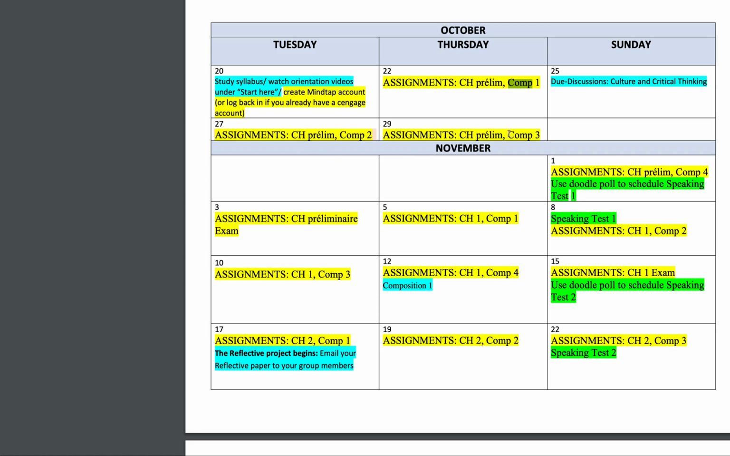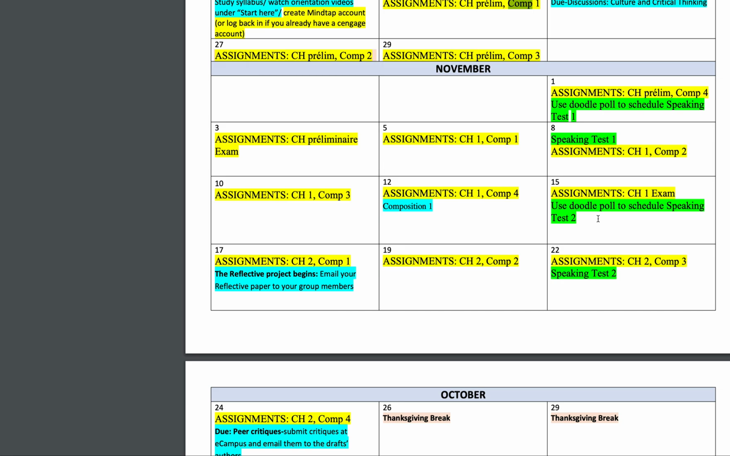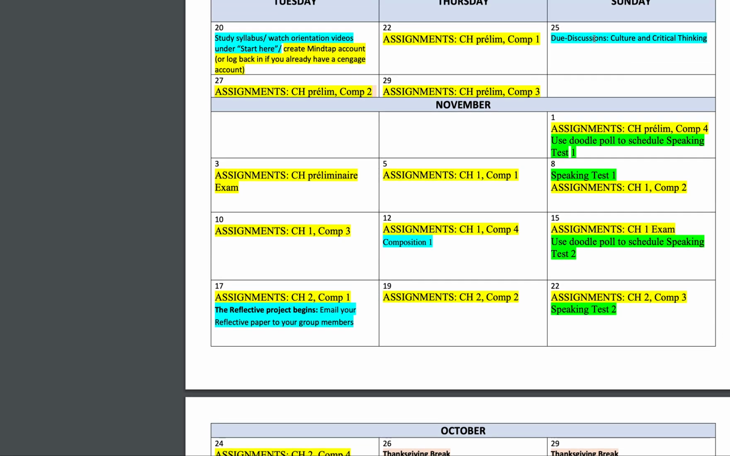And as you can see, every Tuesday, every Thursday, every Sunday, you will have something due. This stuff that I have here in green, this is the day that I will ask you to schedule your speaking test. And on the 8th, we will have our speaking test at 10 in the morning on November the 8th. That's the first one. As you can see, these are the discussion boards.